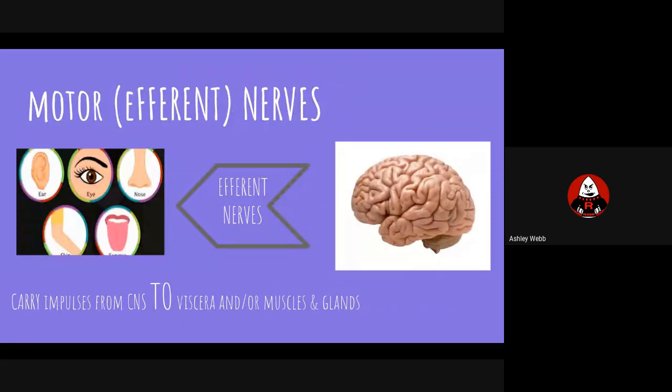Motor or efferent nerves are going to do the opposite. Some sort of impulse is processed in the brain and sent out through the efferent nerves, carrying impulses from the central nervous system to the viscera, the internal organs, and to muscles and glands.